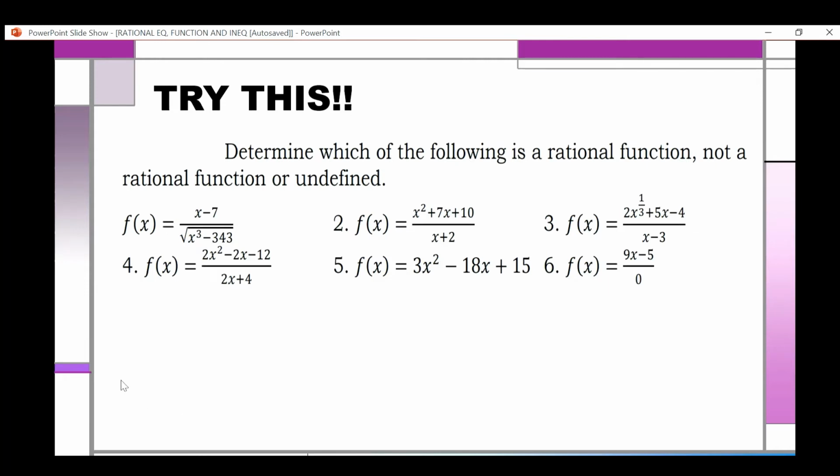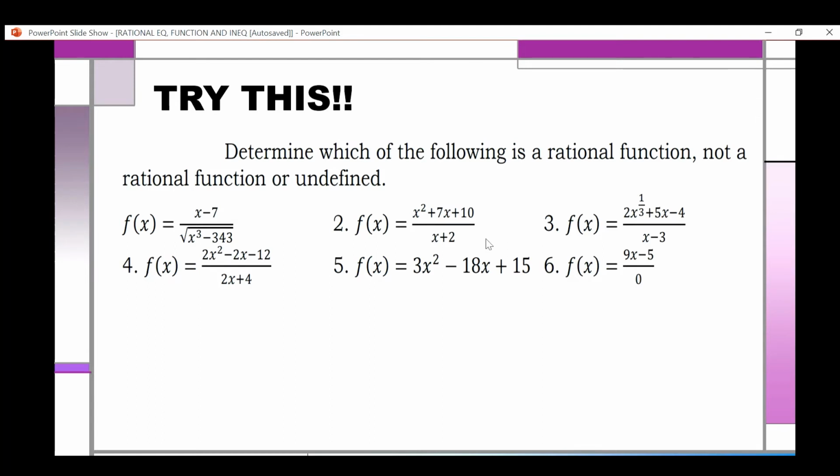Okay, so can you try this one, class? Determine which of the following is a rational function, not a rational function, or undefined. So, for number 1, is it a rational function or not? Okay, so I will give you a few seconds to answer it. You can pause the video and then try answering them for you to have an exercise on identifying rational functions. Okay, so the answer in number 1 is not a rational function.